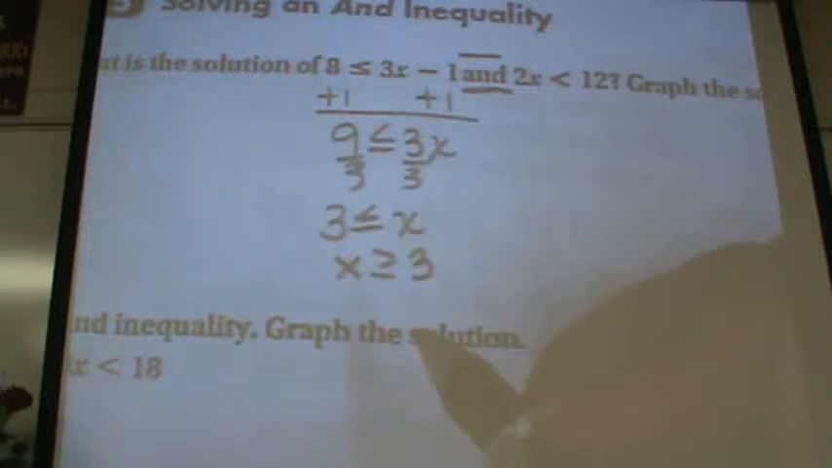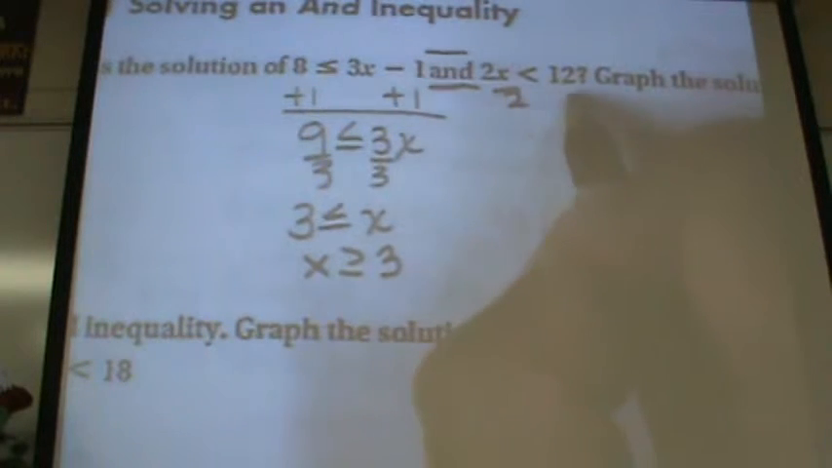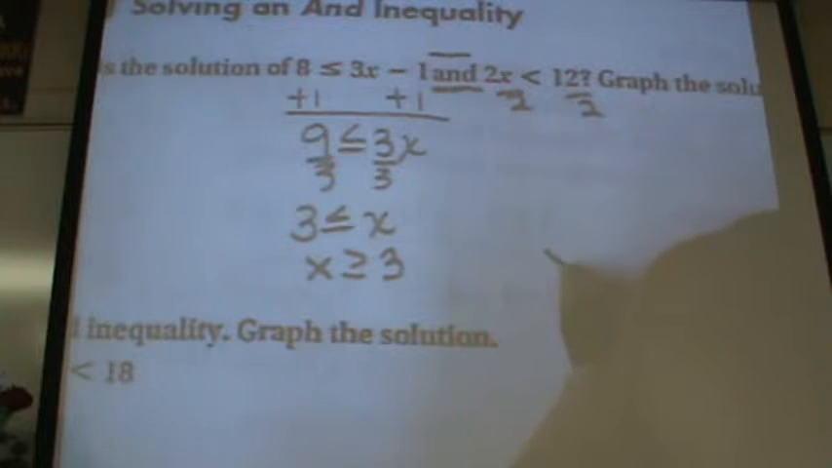Okay? And now let's do this side. Divide by 2, and you get x is less than 6.